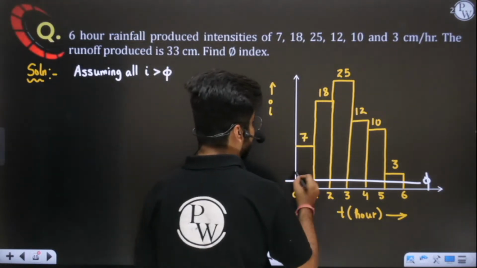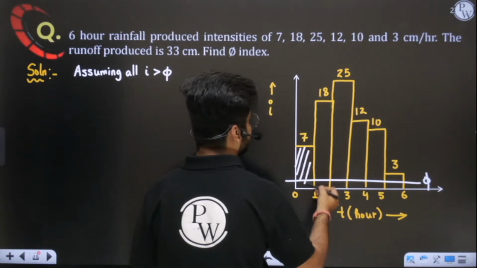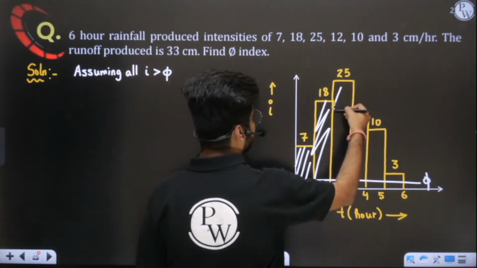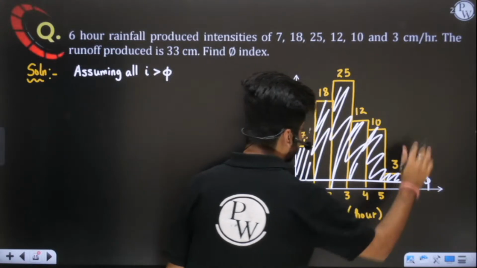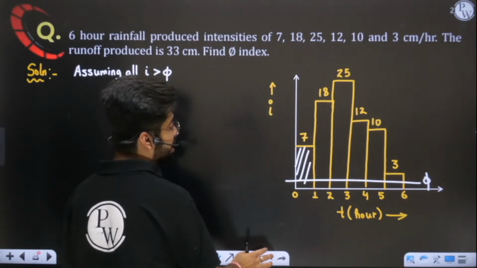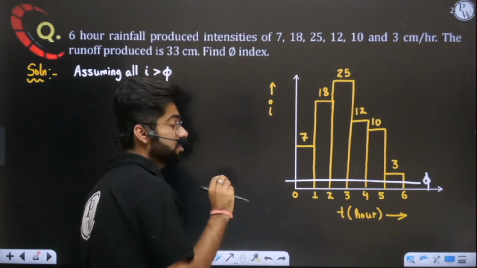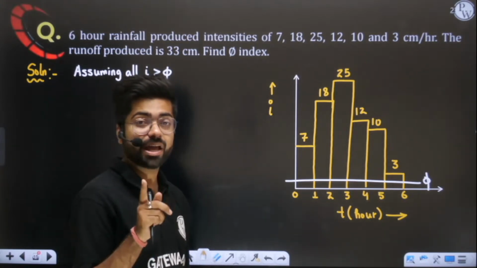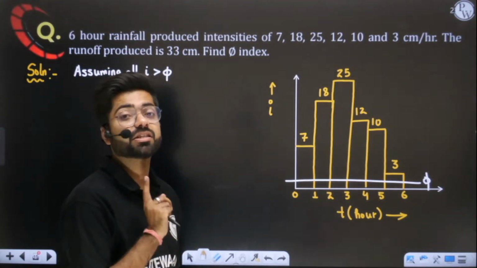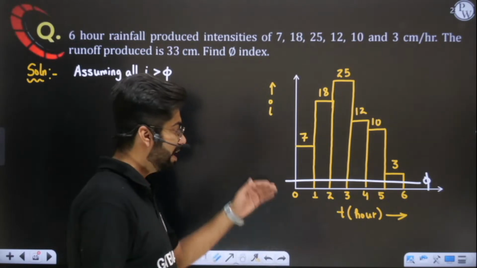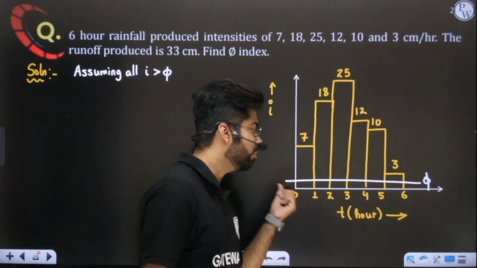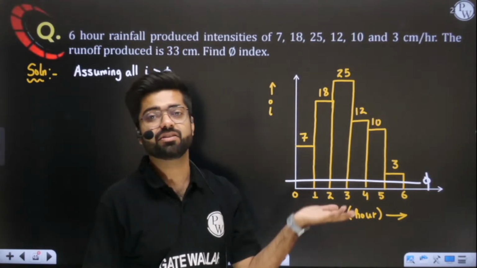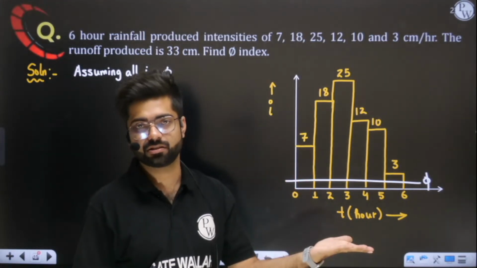Why are we assuming this? Because we have to make sure that we have rainfall excess here, here, and here, in every hour. So we have taken phi value even less than all I. Why? Because excess time will be 6. If I am assuming all I are greater than phi, this means that in all the time periods we have excess rainfall, where runoff is taking place.